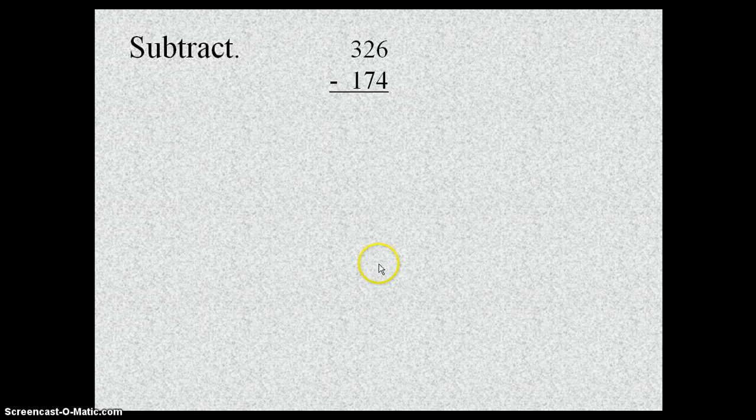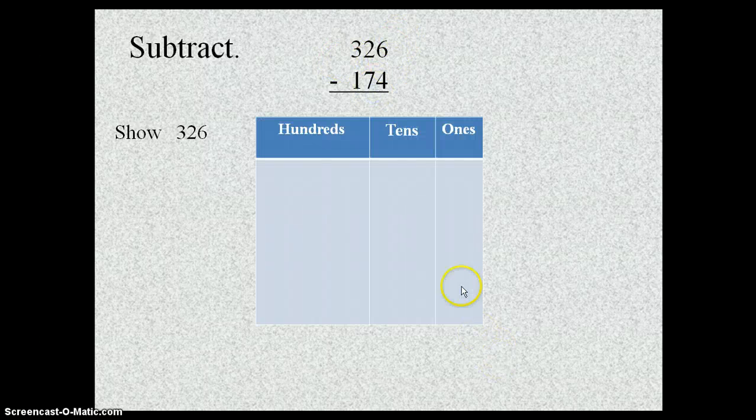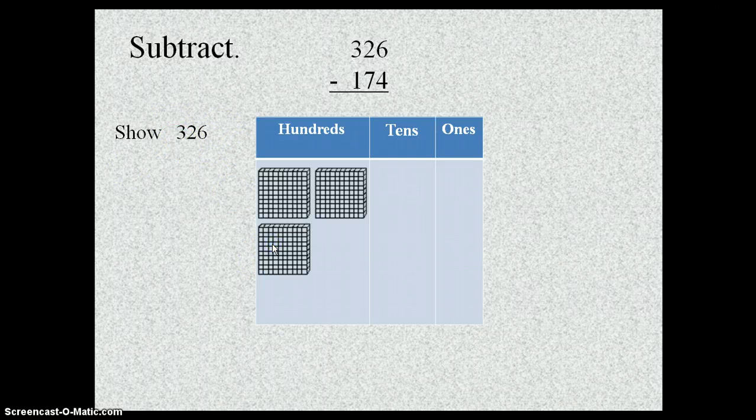So the first thing we're going to do is subtract 174 from 326. Remember that the top number is the number that you have and the bottom number is the one that they want to take away. So first we're going to show 326: 3 hundreds, 2 tens, 6 ones.